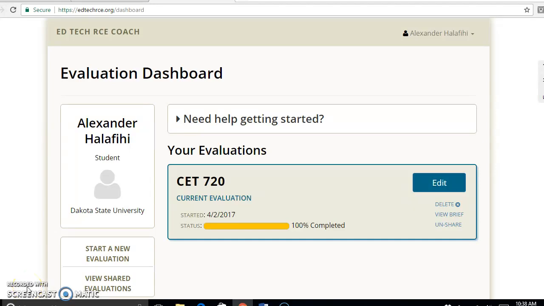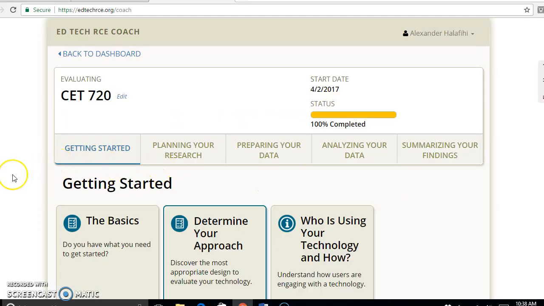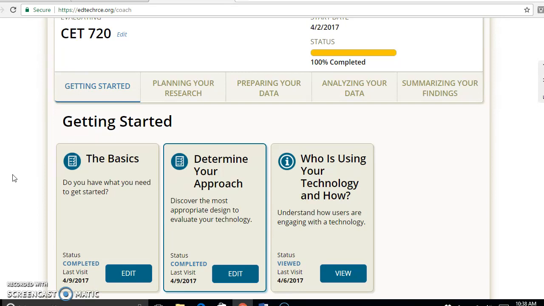Alright, so here's my evaluation project for CET 720. The EdTech tool that I chose to evaluate is called Slack. Slack is kind of an email, kind of a messaging-based tool, and the goal of using it is to improve communication.